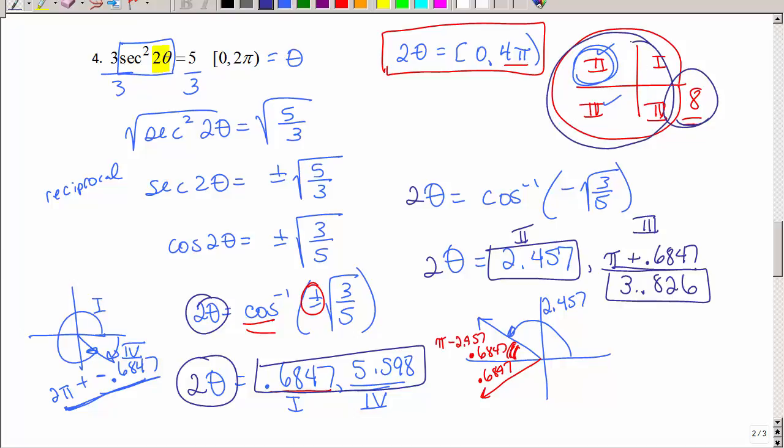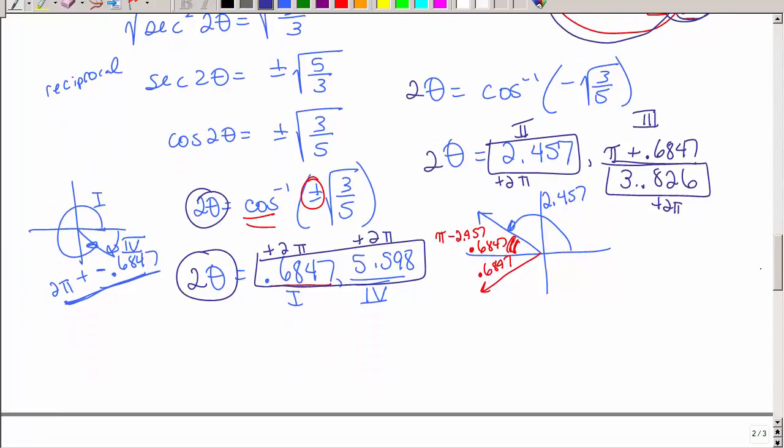Okay, how am I going to get 8 answers? I'm going to take all 4 of these and add 2 pi to every one of them, because it's just going to go around the circle again. Then I'm going to have 8 answers, and that is equal to all 8 answers. Okay, and that's 2 theta. But I need to solve for theta, so I would then take all those 8 answers and divide them all by 2. I'll let you finish that.